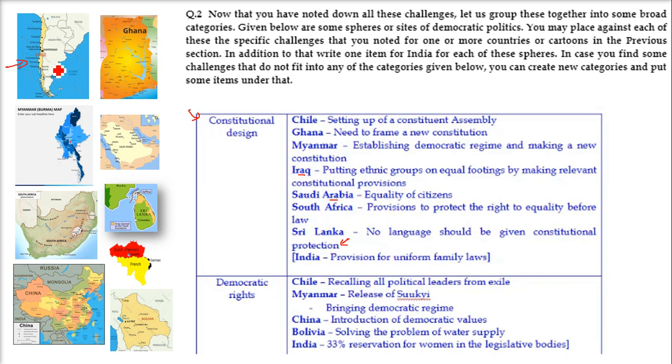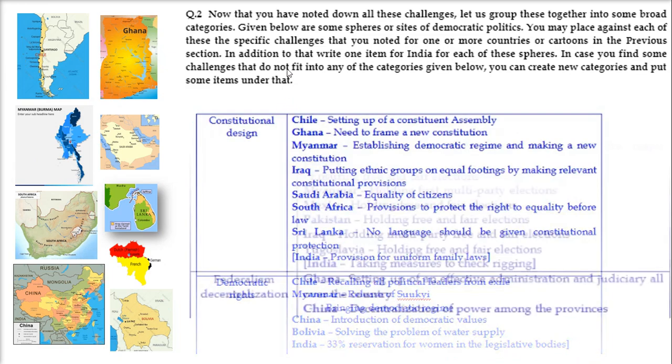it was recalling all political leaders from exile. In Myanmar, that is Burma, it was the release of Aung San Suu Kyi and bringing the democratic regime. Then in China, introduction of democratic values. In Bolivia, solving the basic problem of water supply. And in India, 33% reservation for women in the legislative bodies, that is around one third representation for females.